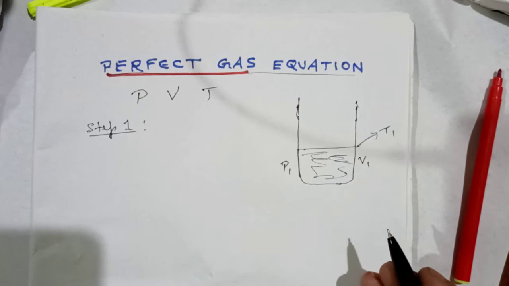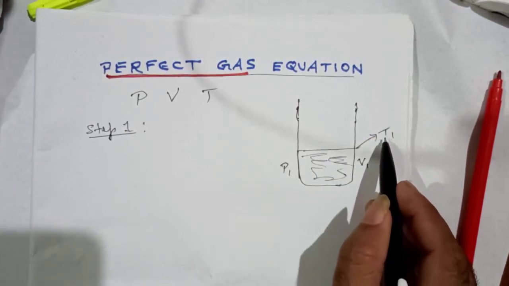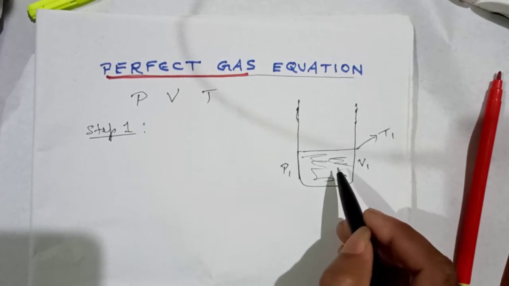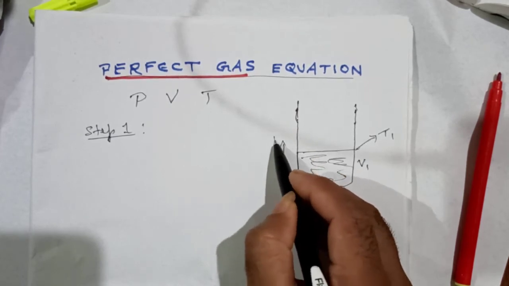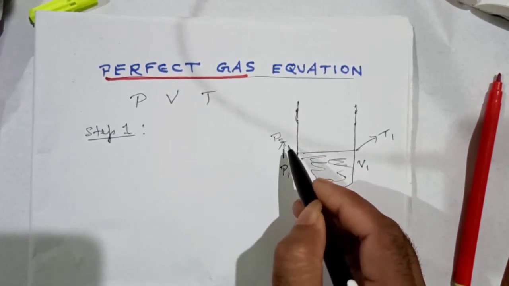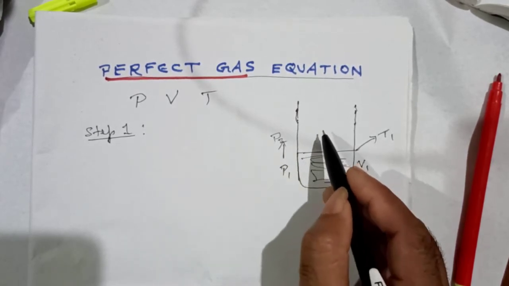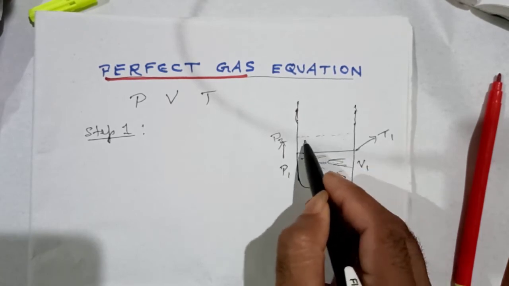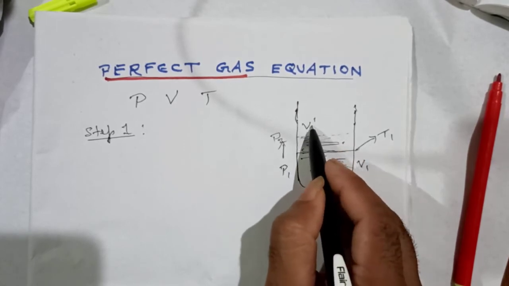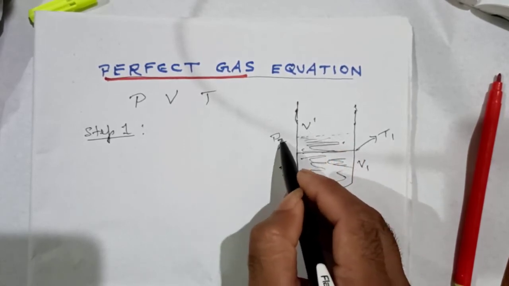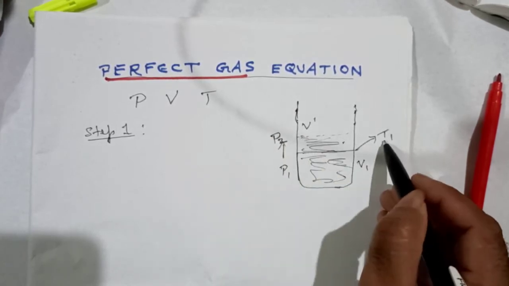so now suppose that the temperature of the gas remains constant at T1, and pressure is changed from P1 to P2, so that the volume of the gas changes from V1 to, let's say, the volume of the gas changes, it is expanded, to V prime. So the new volume is V prime, and this is P2. So we change the pressure and the volume changes while the temperature remains constant.